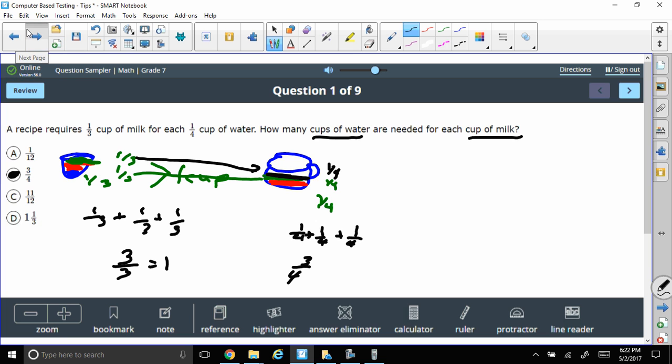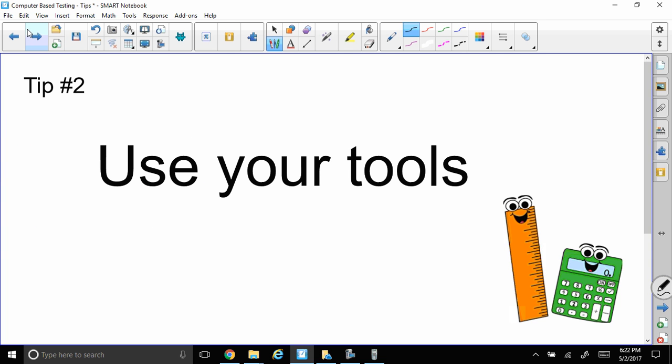All right, here's my second tip. Use your tools. You're going to have a calculator for day 2 of the test, and day 3, the extended response questions, and you're going to have rulers and protractors. You may need them, but use your tools.